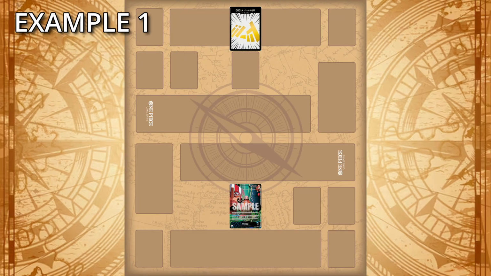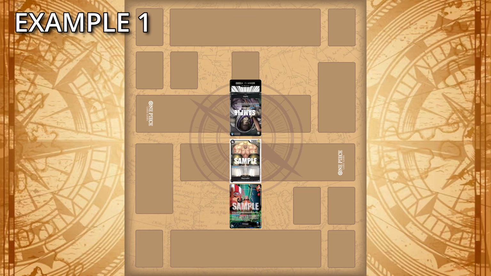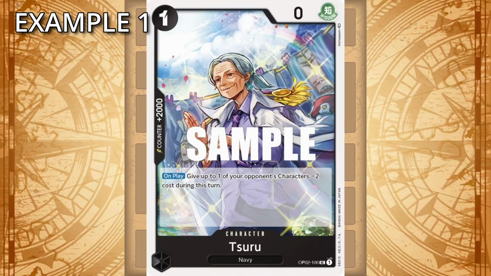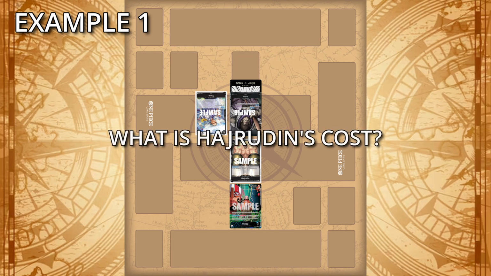Usopp has a base 6-cost Hydrogen on the field. The opponent is the turn player and has an Isho on board. They give a Dawn to Isho and follow it by playing a Tsuru to reduce the cost of Hydrogen further. The question is, what is Hydrogen's cost?